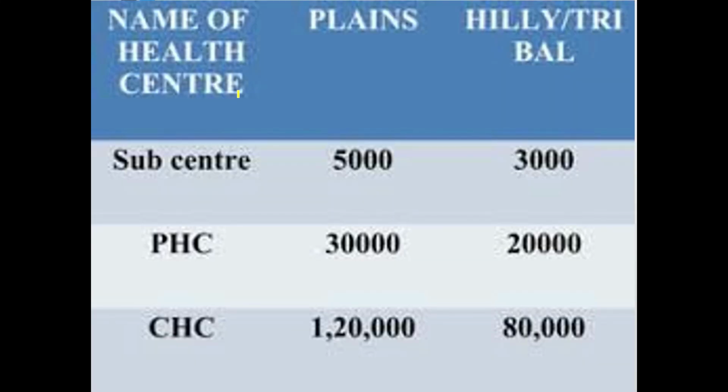In the table you can see that the subcenter covers a population of 5,000 in plain areas, and in hilly areas it is 3,000, so usually it is 3,000 to 5,000. Coming to PHC, it covers a population of 30,000 in plain areas and 20,000 in hilly areas, that is 20,000 to 30,000. And CHC, the community health center, covers a population of 1,20,000 in plain areas and 80,000 in hilly areas, that is 80,000 to 1,20,000.